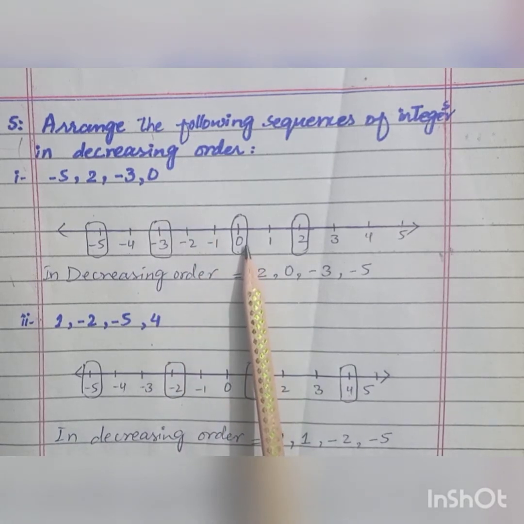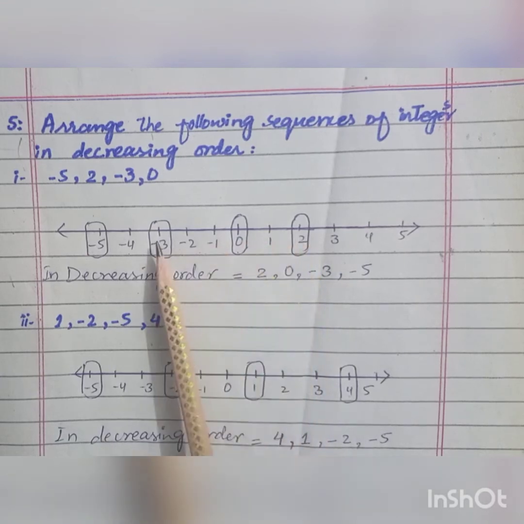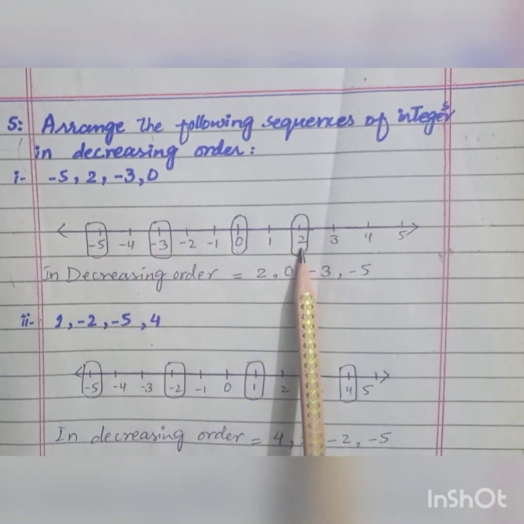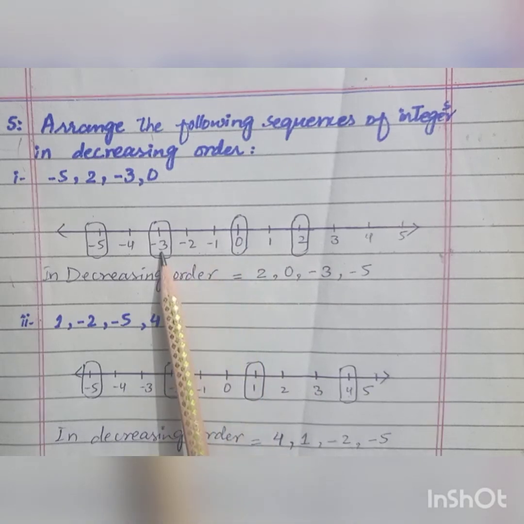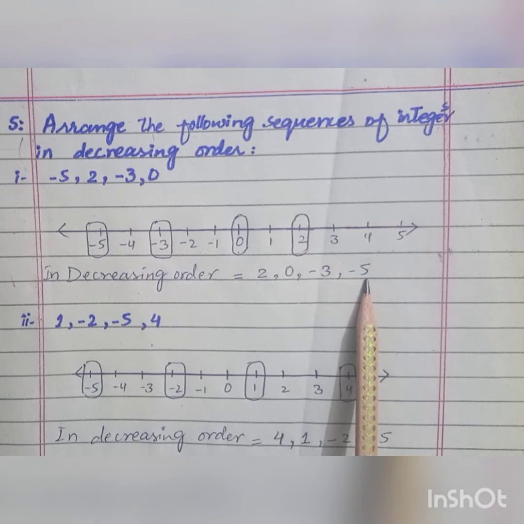Now in order to write it in decreasing order, it means we have to move from large value to small value. So the large value is 2 and smaller one is 0, and then -3, -5. So 2, 0, -3 and -5 is the sequence in decreasing order.